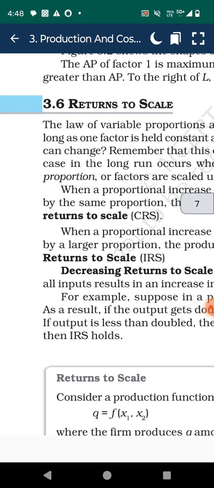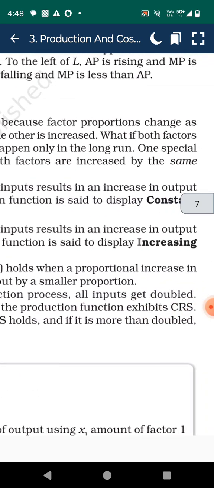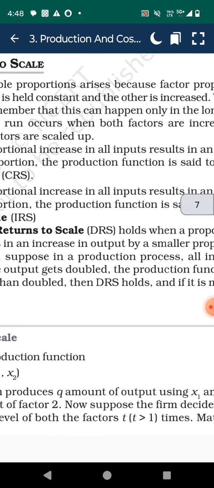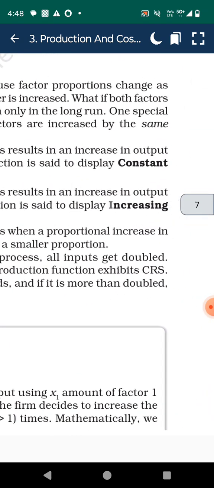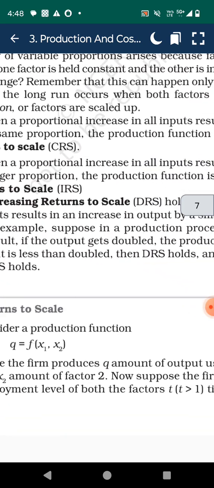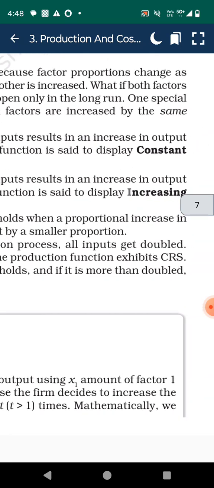Returns to scale. The law of variable proportions arises because the factor proportion changes as long as one factor is held constant and the other is increased. What if both factors can change? Remember that this can happen only in the long run.